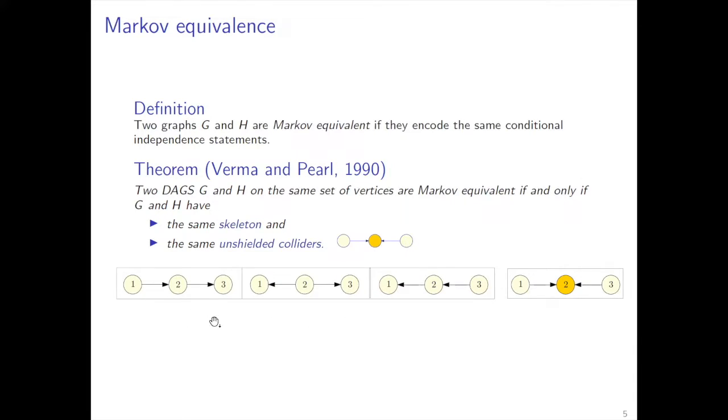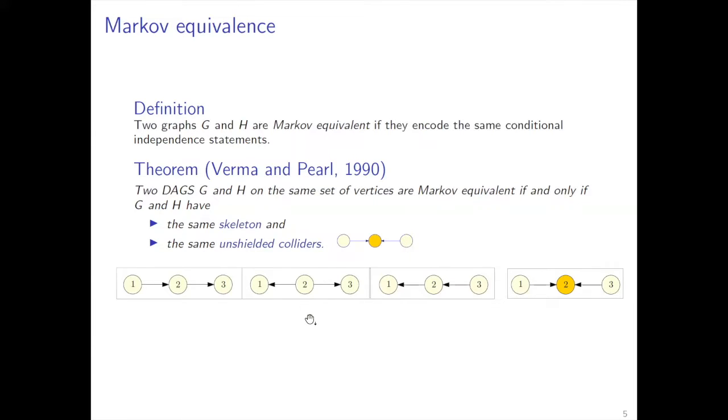Here are these four graphs. They have the same skeleton, just 1-2, 2-3, but there are 4 ways to orient the two edges. These 3 are Markov equivalent, and this one is on its own. So these form a Markov equivalence class, and this one also forms one. There's a conditional independence statement here: 1 is independent of 3 given 2.